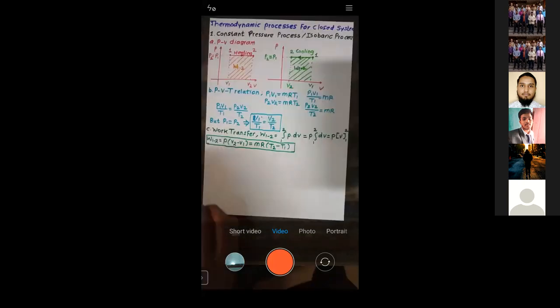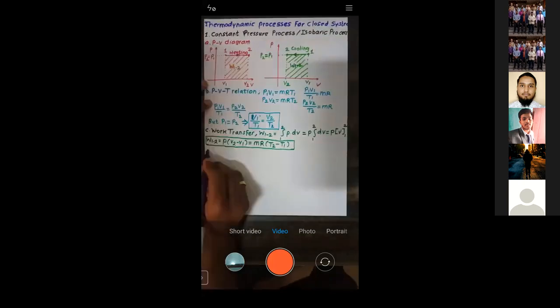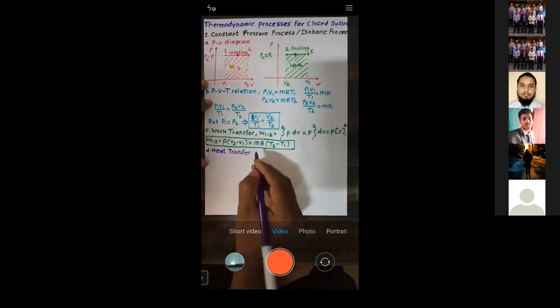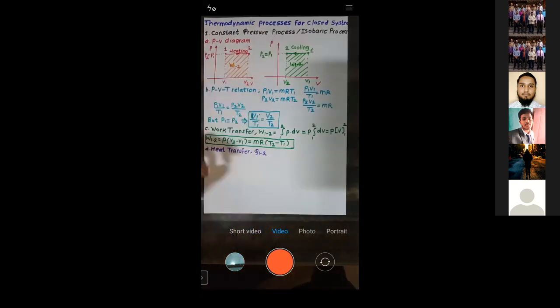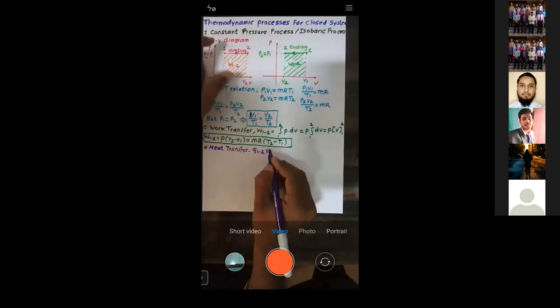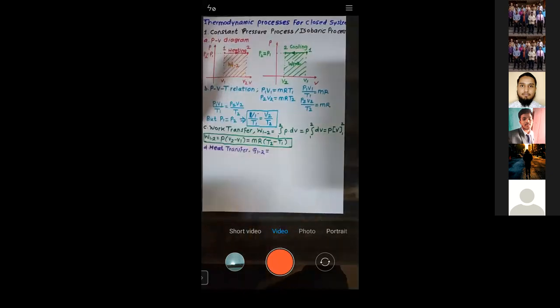I'll just write down this point number D, that is called heat transfer. We'll calculate now heat transfer during 1 to 2. I will calculate this as Q1-2. Now see all of you, heat is transferred during which process? Constant pressure process. I repeat, heat is transferred during constant pressure process.